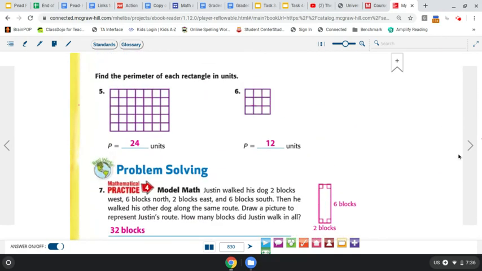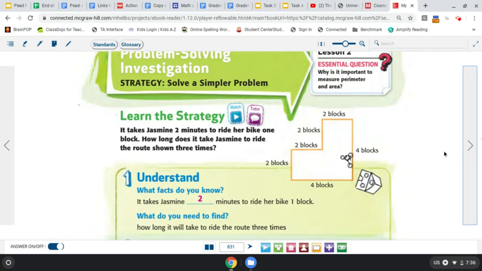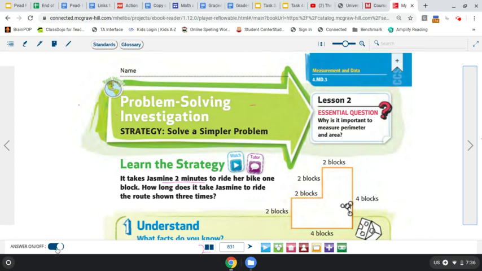Okay, and then this is just what we just went over. So I'm going to turn the answers off. All right, boys and girls, you guys have your math assignment for today.